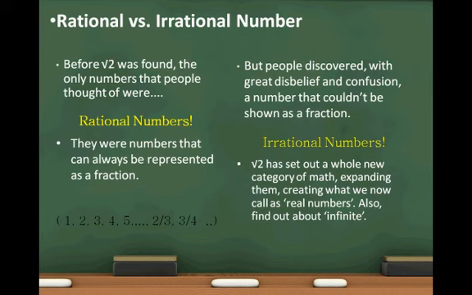Also, the recognition of the square root of 2 has increased our knowledge of infinity and how there could be different sizes of infinite sets. And examples of irrational numbers would be numbers such as the square root of 2 or the square root of 3, as well as e or pi.